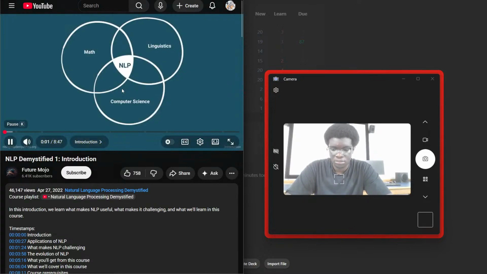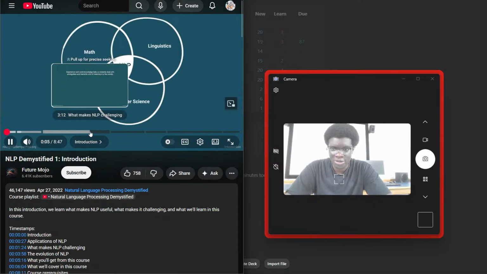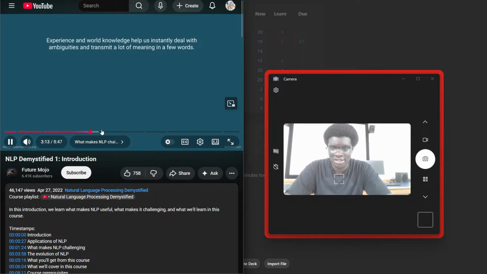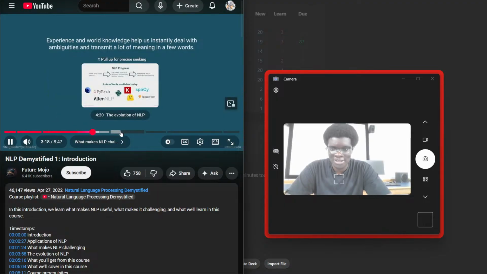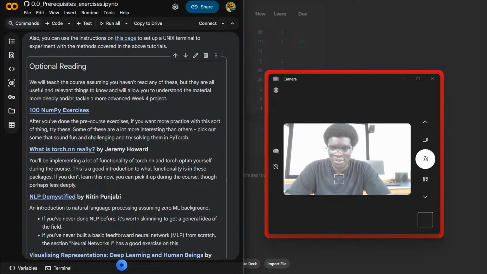Natural language processing, or NLP, is a multidisciplinary field combining math, linguistics, and computer science. Like the previous ambiguity examples, as humans, we're masters at handling these ambiguities because of our experience and the... Yeah, I think this will have weight.